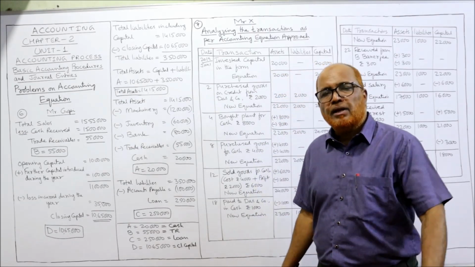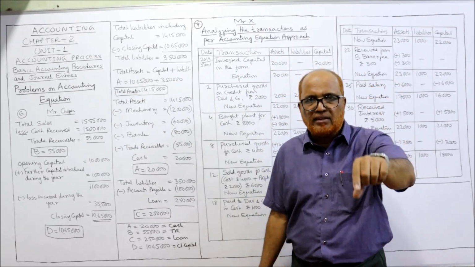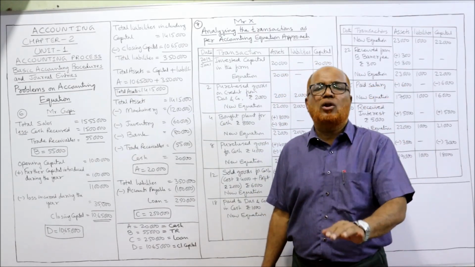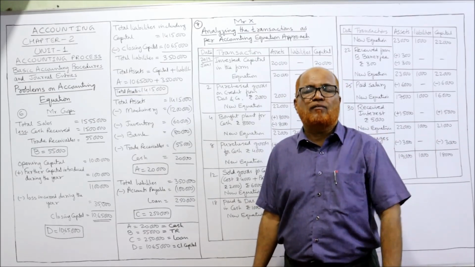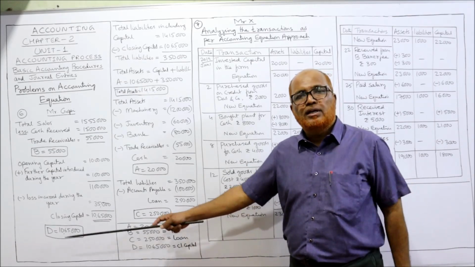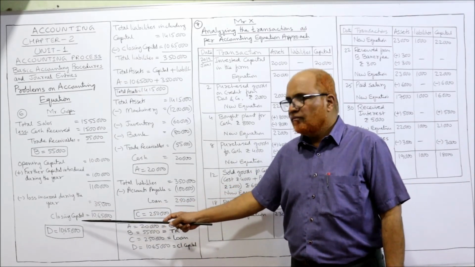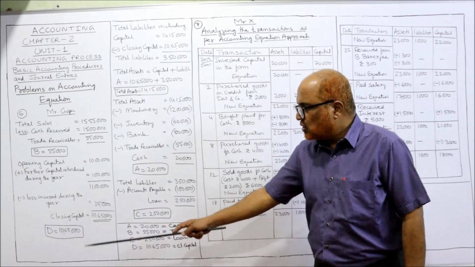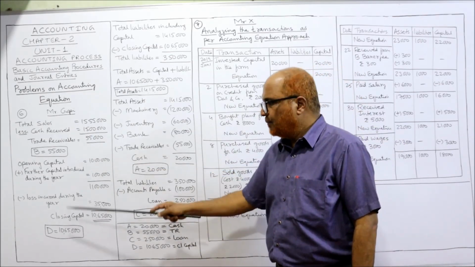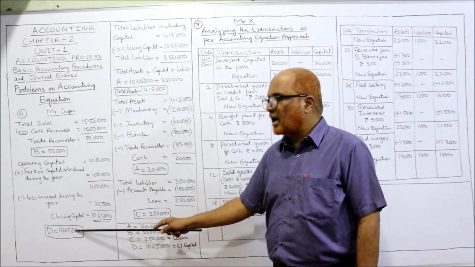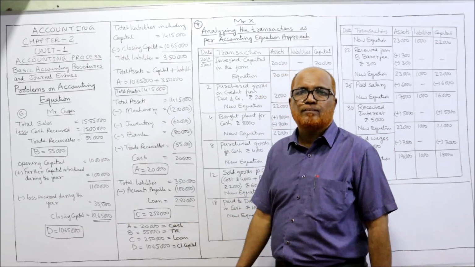So how to get closing capital? Opening capital, add further capital introduced, minus loss incurred. If there would be profit, we would have added the profit. But here there is a loss, so deduct, subtract loss incurred. We'll get the closing capital. So we got D point. We got B, that is trade receivable. D, that is closing capital, 10 lakh 65,000.